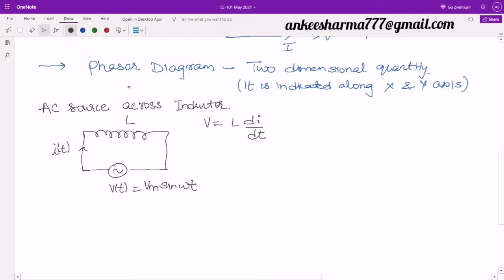Now what is the value of I of t over here? Let me take it as Im sine omega t. I don't know what the relation between Im and Vm is over here, but still I am taking it as Im sine omega t.